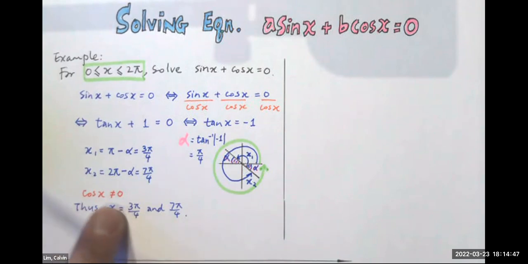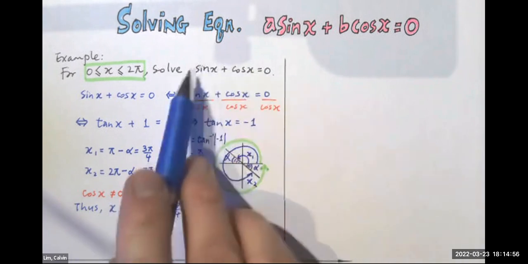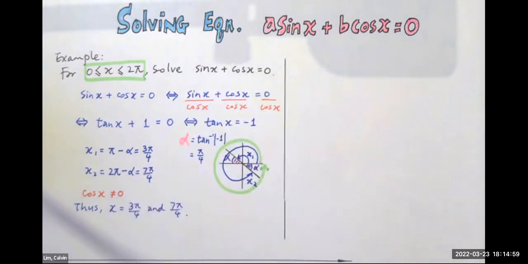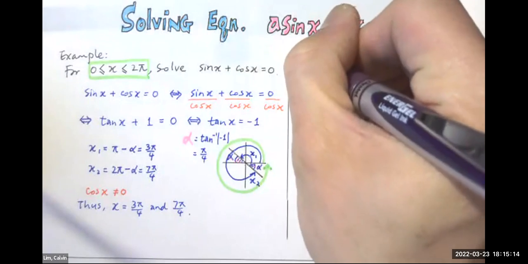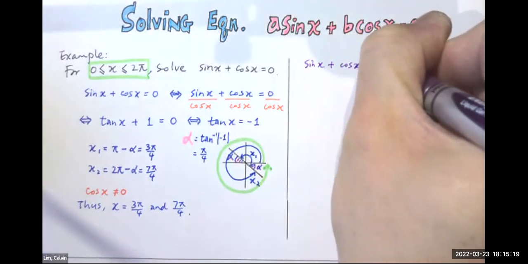But this doesn't mean that cosine x is never ever 0. It's just that cosine x equals 0 is not a solution to this equation. Now let's take a look at an alternate way of solving this equation. The same equation here, sine x plus cos x equals 0.